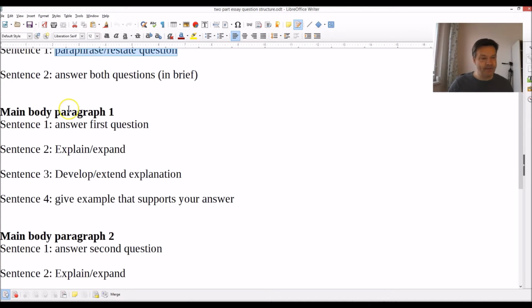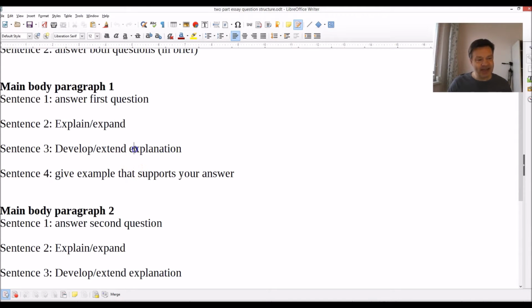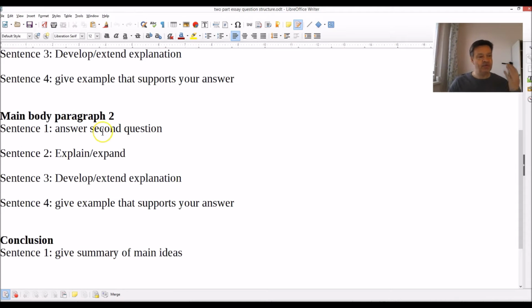So, for paragraph 1, exactly the same. A simple sentence that briefly answers the question. Explain some more, give an example. Again, make something up that properly supports your main idea. Paragraph 2, answer the second question. Explain it, develop it, and give an example. In conclusion, say what you've said.